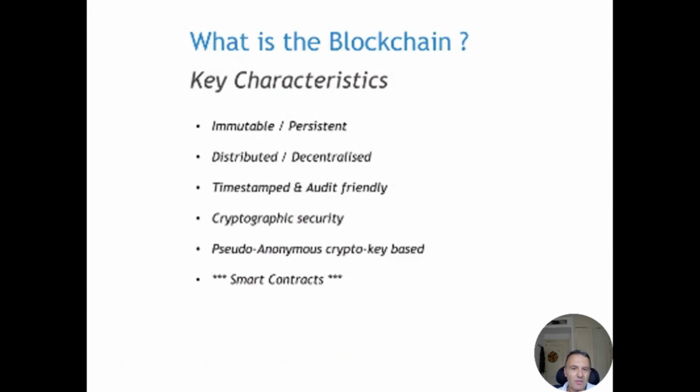What are the major characteristics? I've already discussed one of them, being open and public. It's not just an ordinary database, it's a public database. But apart from that, it's immutable and persistent. What do we mean by immutable and persistent? Once you commit a transaction onto a blockchain, it cannot be changed. Mathematically, it's virtually impossible to change any recorded transaction.